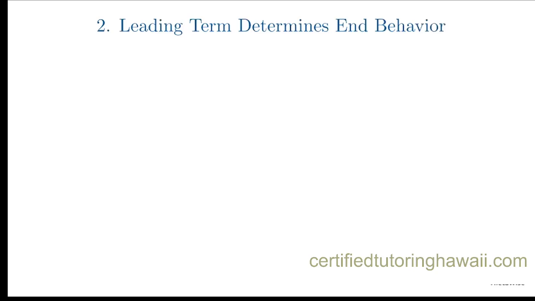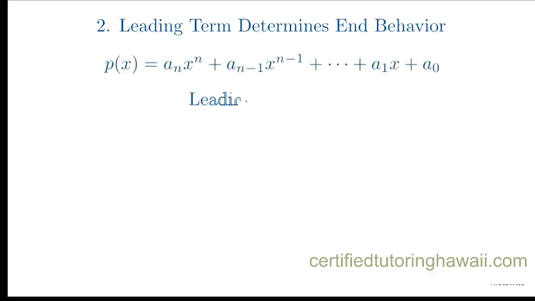Any polynomial, like the one I'm writing on the board, is made up of several terms. In this general form, a sub n x to the n plus a sub n minus 1 x to the n minus 1, all the way down to the constant term. The leading term is the one with the highest power of x. It consists of the leading coefficient, a sub n, and the highest power of x, x to the n. This single term is the only one we need to consider when looking at end behavior.